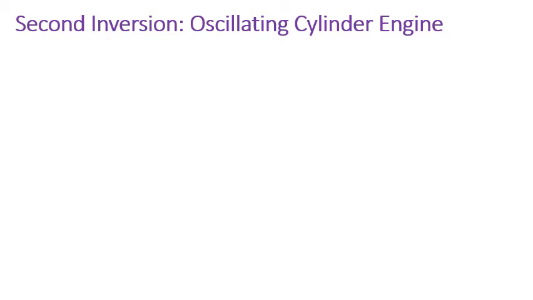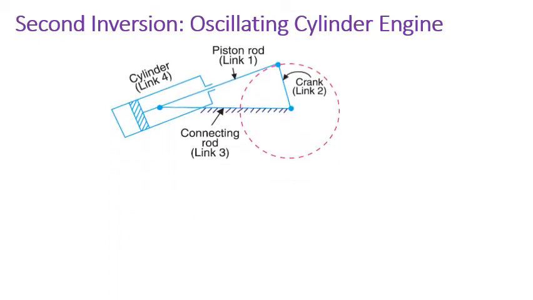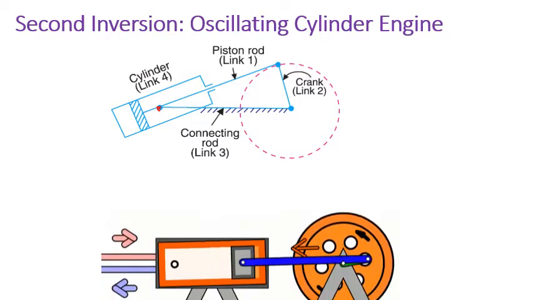Next one, second inversion of single slider crank chain. An example for the second inversion of single slider crank chain is the oscillating cylinder engine. So what do you mean by oscillating cylinder engine? As the crank rotates, this slider or piston starts to reciprocate inside the cylinder. In the meantime, this entire cylinder portion starts to oscillate with respect to this point. Therefore, we call it an oscillating cylinder engine.